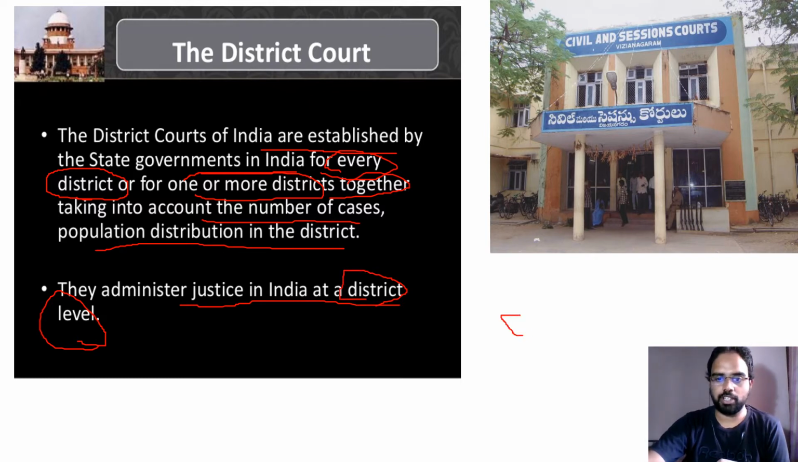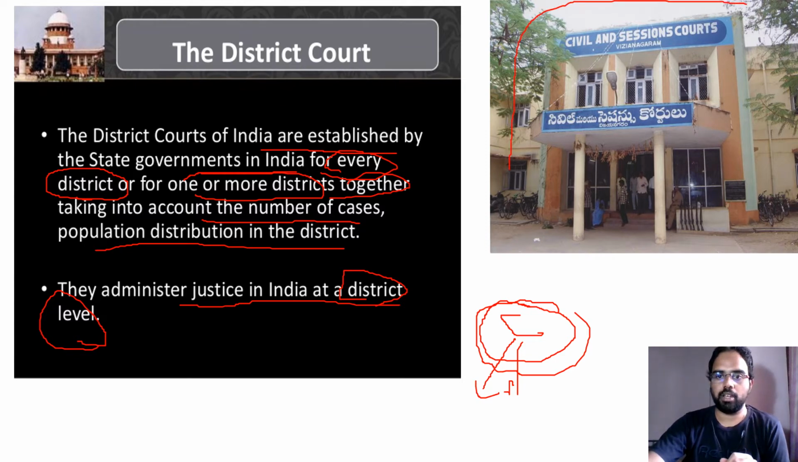If you take Chittoor as our district, the district court of Chittoor will have jurisdiction only over the territories of Chittoor district, and all the courts at municipal level and mandal level will work under the district court. You can see in the picture here a court in Vijayanagaram district in Andhra Pradesh. This is a civil and sessions court. This is a district court, and within the district court, both the civil court and sessions court will function.